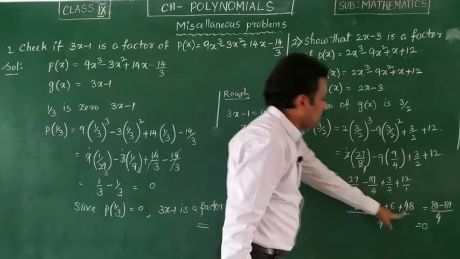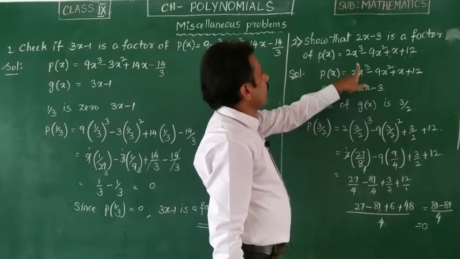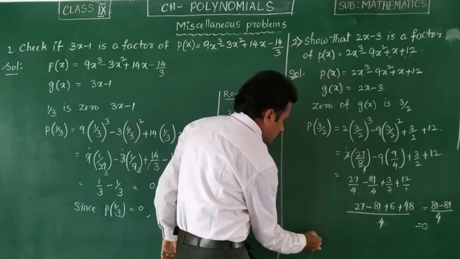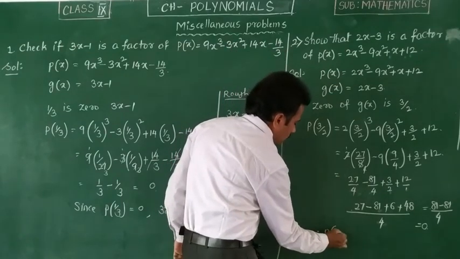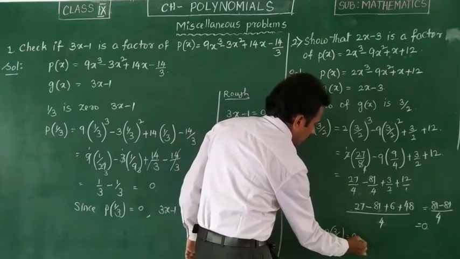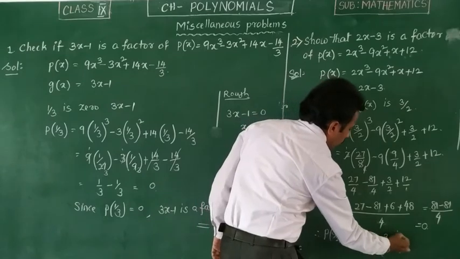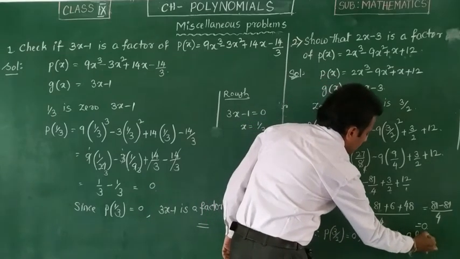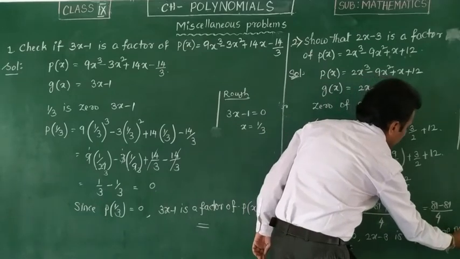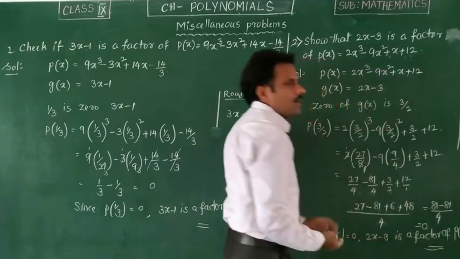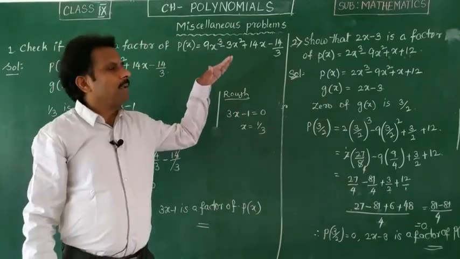Since p of 3 by 2 is 0, we can say that 2x minus 3 is the factor of p of x. So that last statement you need to write. Since p of 3 by 2 is 0, 2x minus 3 is a factor of p of x. So in this way we can show, we can check whether the given divisor is a factor of p of x or not.